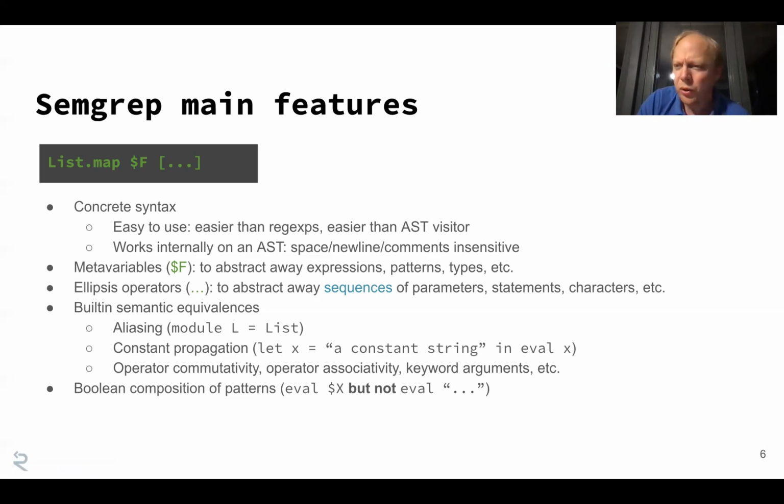It does a limited form of constant propagation. It knows about the commutativity of certain operators. It knows about keyword arguments. For example, in OCaml or Python, you can write a function call with keyword arguments that can be put in any order. And if in the code pattern you chose one order, it will still match code that was written in a different order, because the order doesn't matter. They are all equivalent.